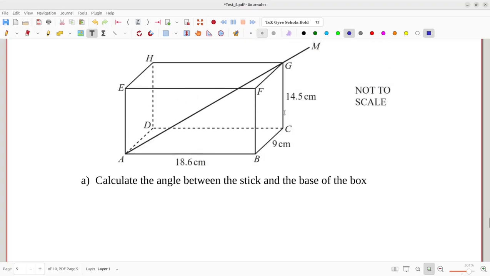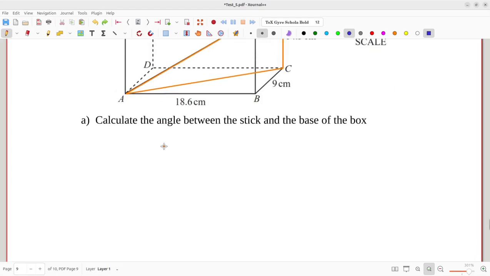So the angle between the stick and the base is going to be an angle between this. In this triangle, I'm highlighting in orange, in that triangle, what we know is only this side. We need to first find this side. Then you will be able to use your tan theta to find the required angle there.